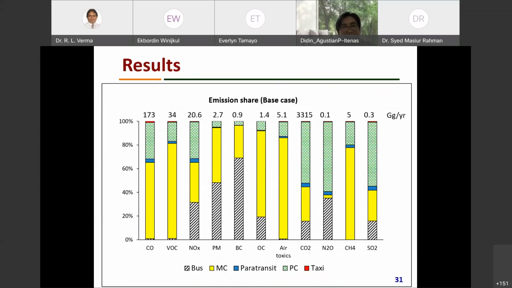So this is the typical results of the emission inventory compiled for a city. We can see the contributions from different type of vehicle fleet to the total emissions of different type of species here. For example, for CO and VOC, motorcycle contributes significantly, while for PM, black carbon and organic carbon, the bus, because they use diesel, contributes a lot to the particulate emissions.